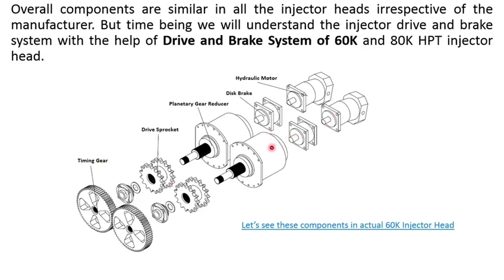Between the motors and the planetary gear reducer, these are the two disc brakes. These brakes work on the fail-safe mechanism. That is, we have to provide the hydraulic pressure to keep them unengaged. If hydraulic pressure is lost, then these brakes will be automatically applied. Now let's see all these components in actual injector head.